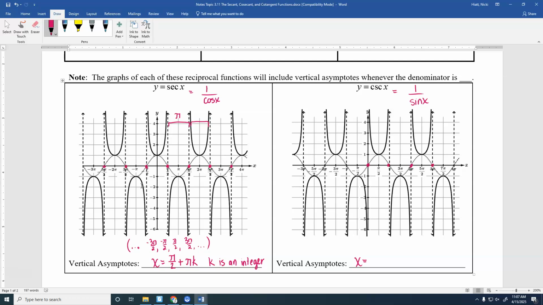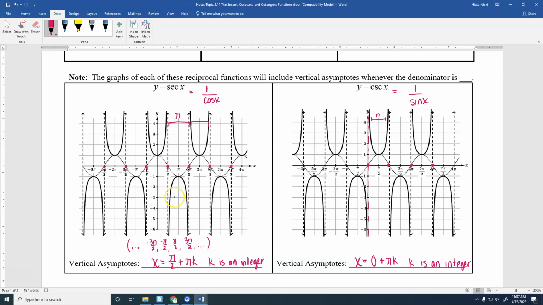I could pick the first positive one, but I do have a vertical asymptote at 0 here. That would be even better, right? I could do 0 plus... These also are just spaced out by a distance of pi. So I do pi times k, where k is an integer.